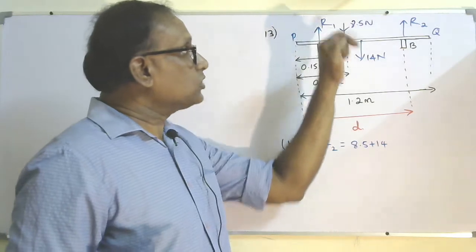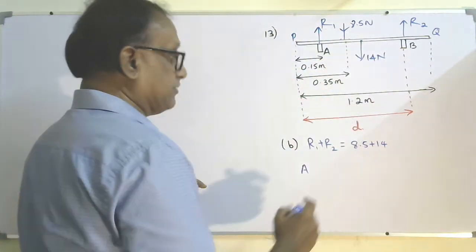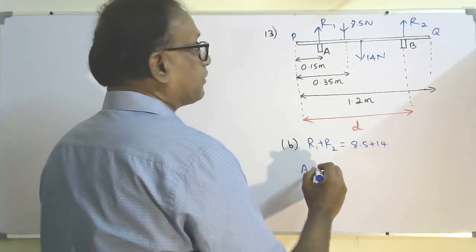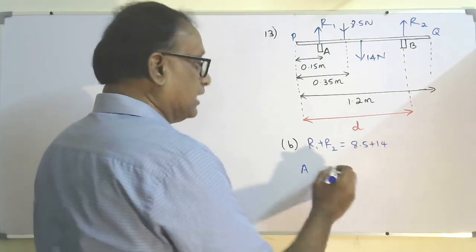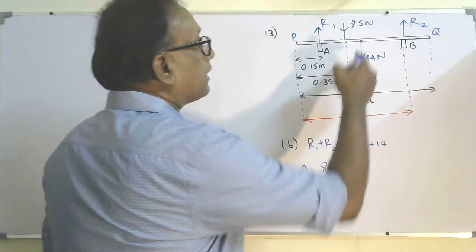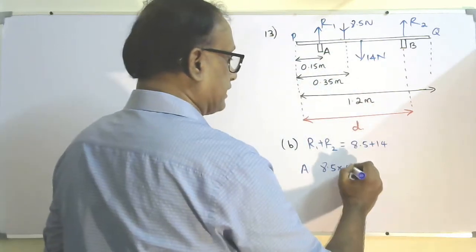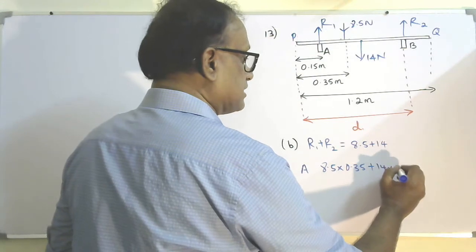So the total clockwise moment will be due to the 14 Newton and 8.5. Considering moment about A, the total clockwise moment will be 8.5 into the distance 0.35 plus 14 times 0.6.